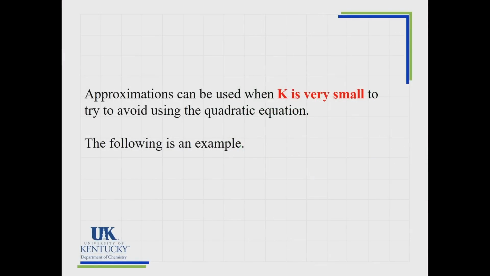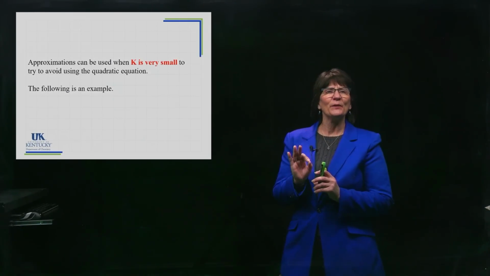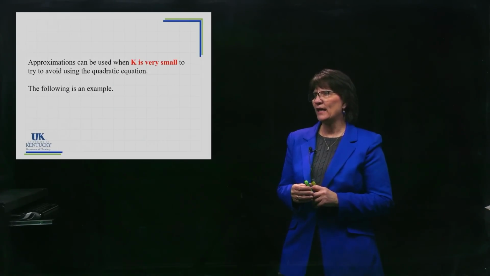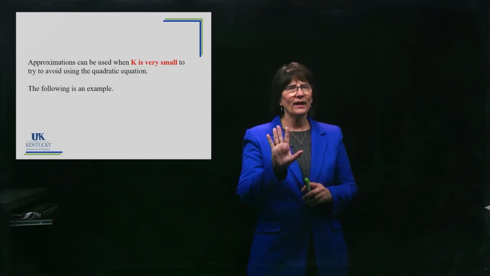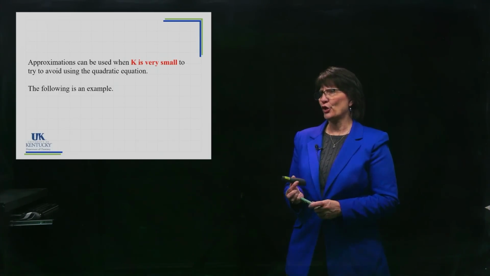Okay, so I was telling you we want to try to avoid the quadratic at all costs. I'm going to teach you another thing to look for when equilibria are involved and you're trying not to have to use a quadratic. When K is very small, we can do a nice little trick that gets rid of that quadratic, that x squared term.